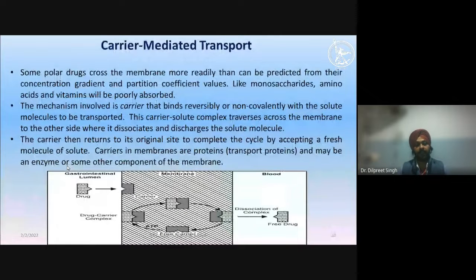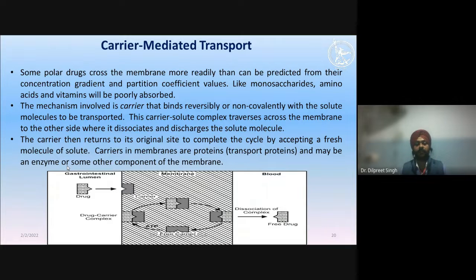Carrier mediated transport: the lipophilic drugs and polar molecules cross the membrane, and it is readily dependent on the concentration gradient and the partition coefficient values. So we can predict its absorption behavior from the energy generated through downhill or uphill concentration, for example monosaccharides, amino acids, and fat soluble vitamins. Other drugs will be poorly absorbed by this mechanism.